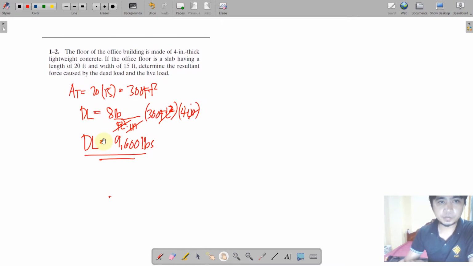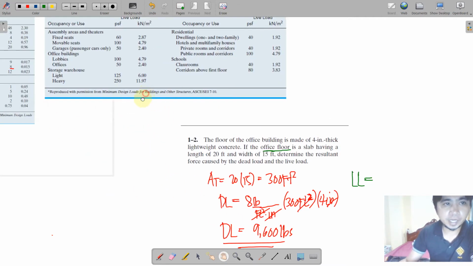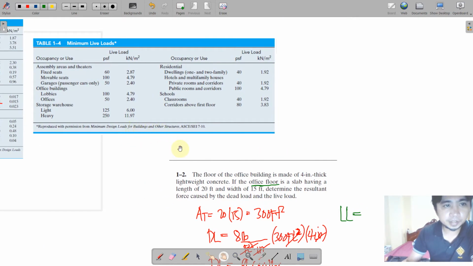Next, for our live load, we need to determine the usage, the function of the building. According to the problem, we have an office floor. So it's obvious that we have an office floor. Again, we refer to the table of the live load, where is the office floor here.